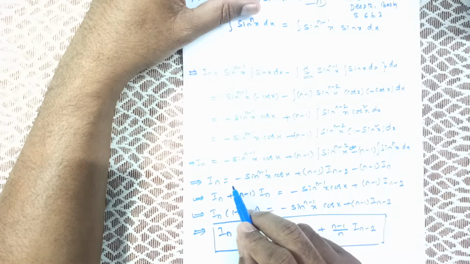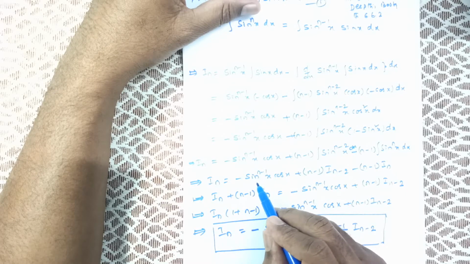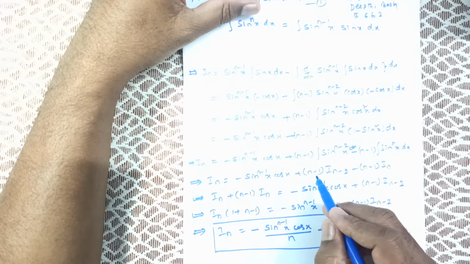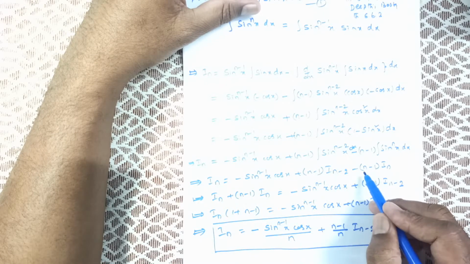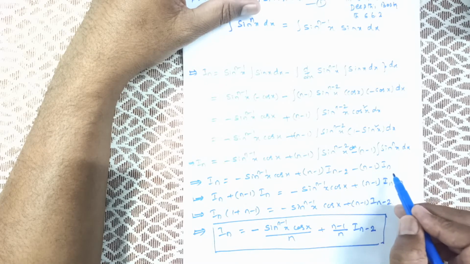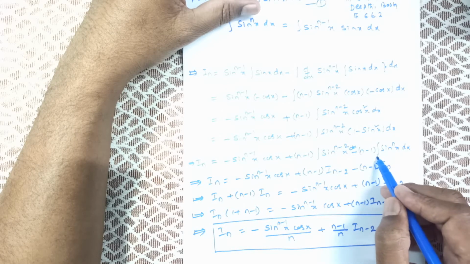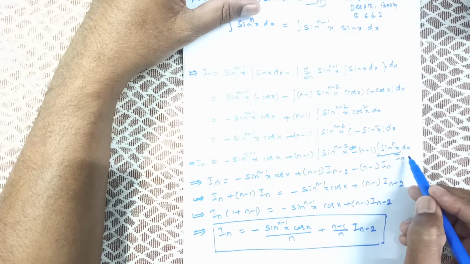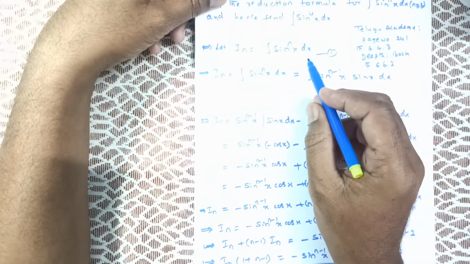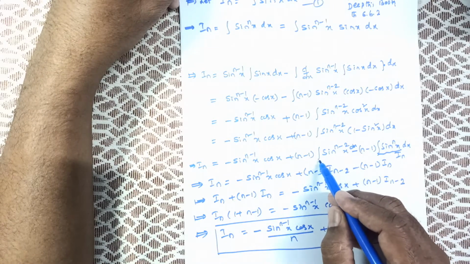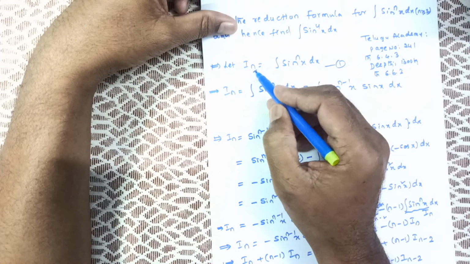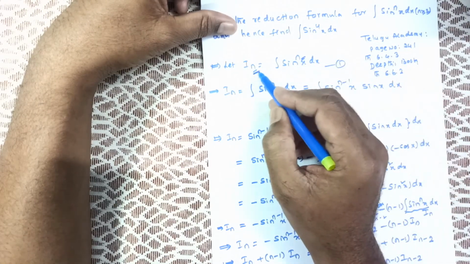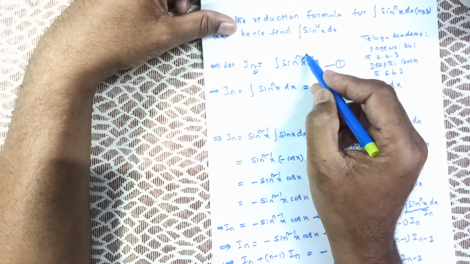So I_n is equal to minus of sin power n minus 1 of x into cos x, plus n minus 1 into I_n minus 2, minus n minus 1 into I_n. This last integral we can consider as I_n from equation 1. In the same way, this is I_n minus 2. If there is n, then it is I_n; if there is n minus 2, then it is also I_n minus 2.